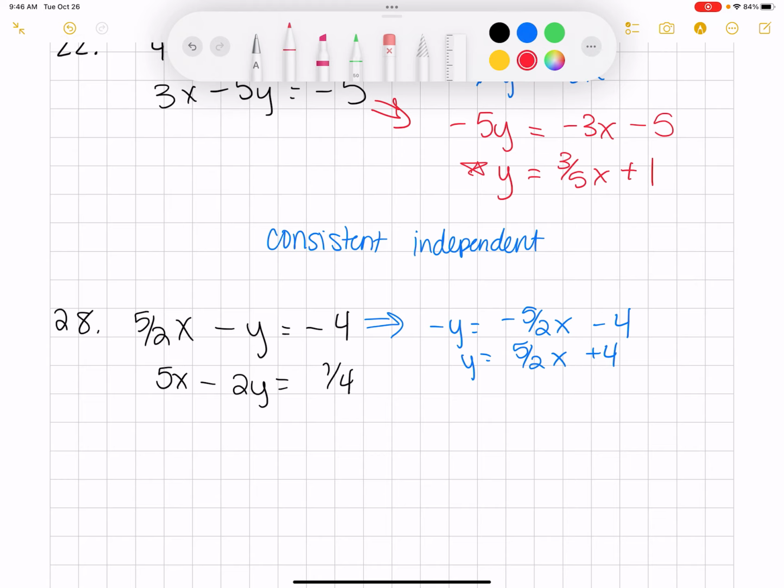And then the other one, negative 2y is equal to negative 5x plus 1/4. And then divide by negative 2, so y is equal to 5/2 x. Okay. Well, it's minus.